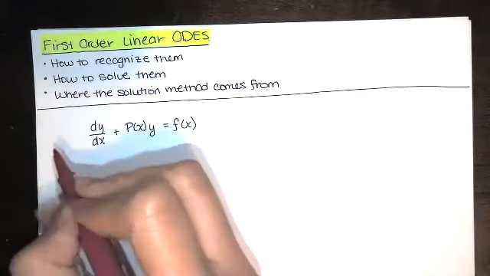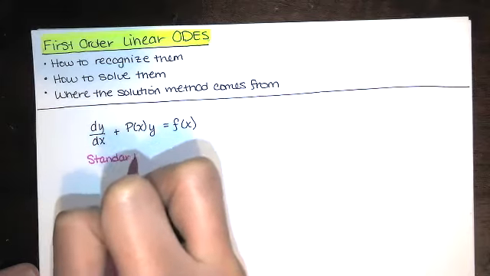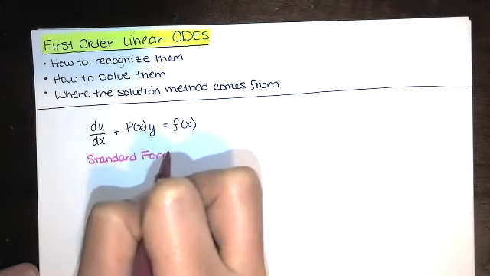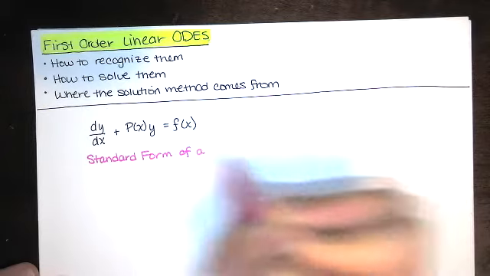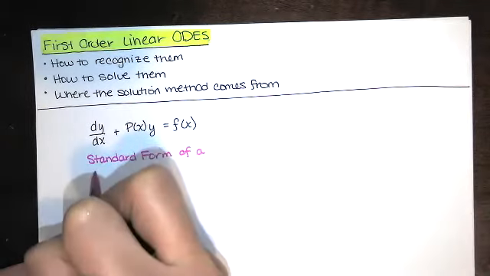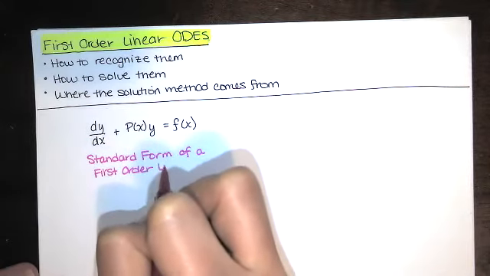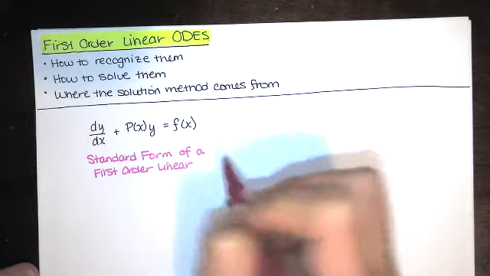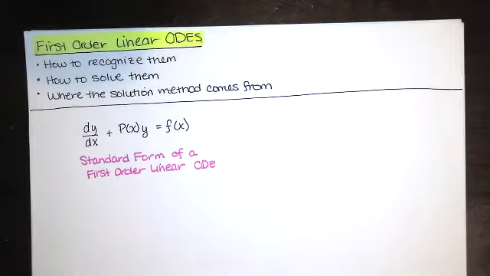So this is what I'm going to call standard form. Sometimes I've seen books call it general form of a first order linear ordinary differential equation. If a differential equation can be written in this form, then it is a first order linear differential equation.